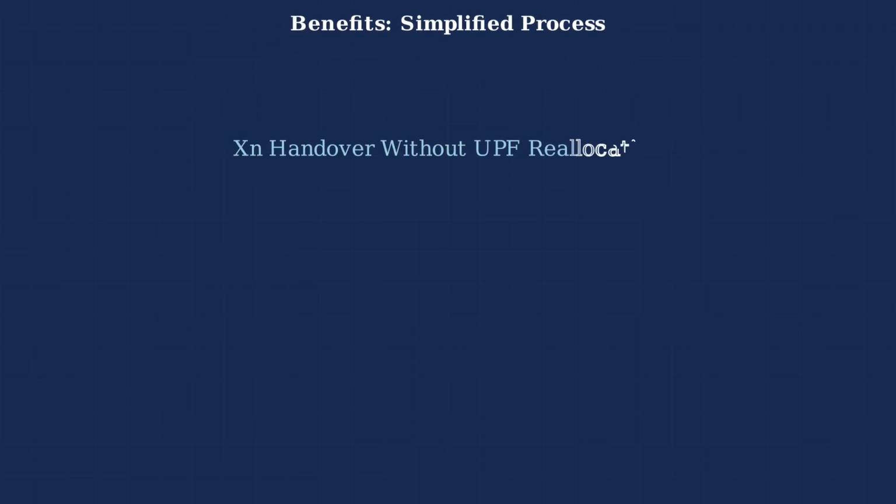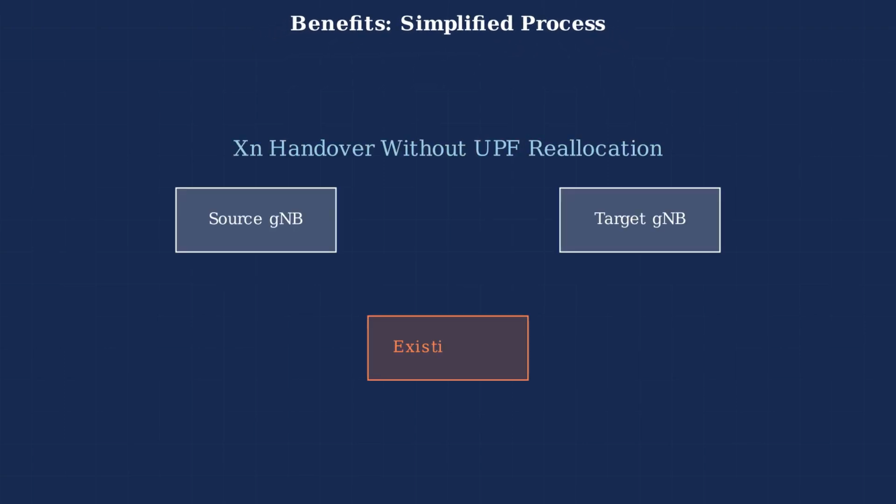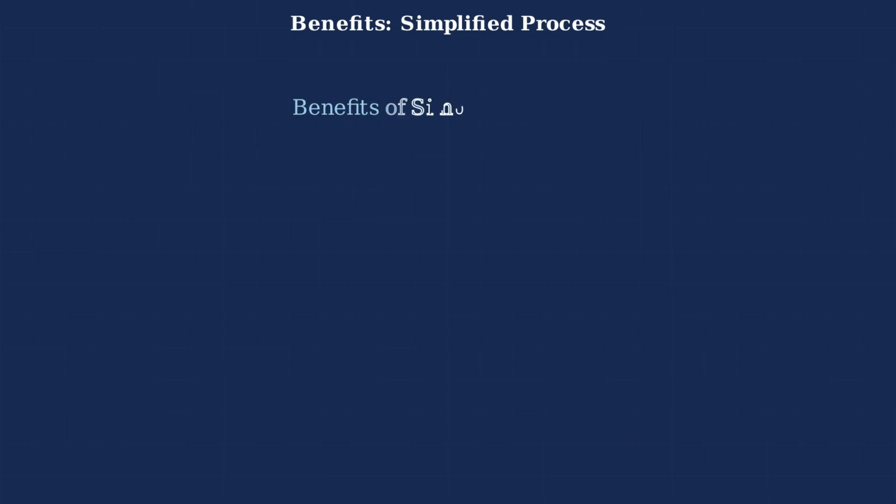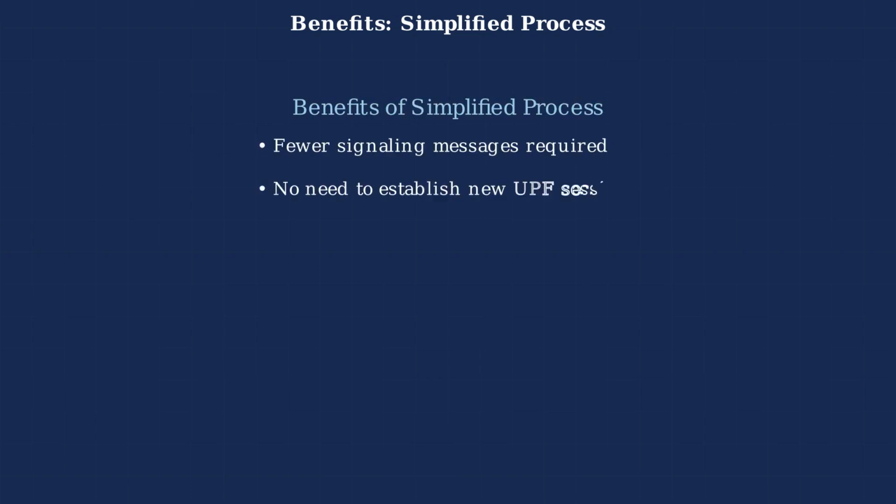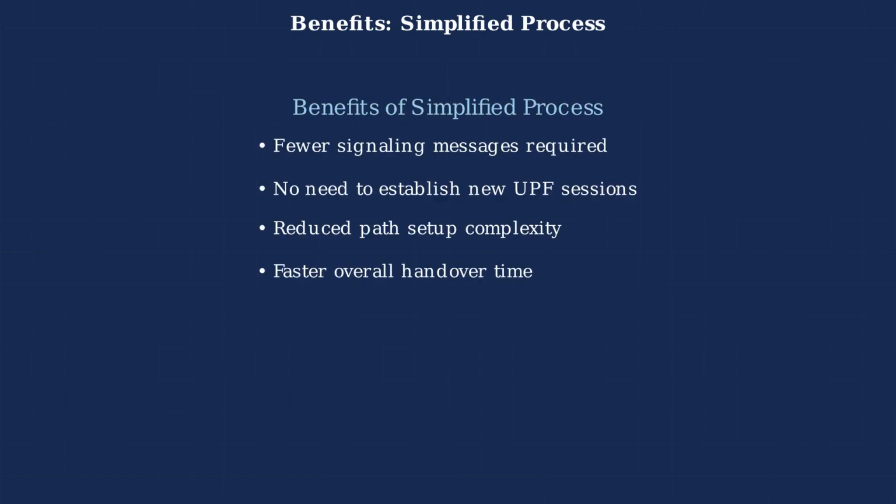The XN-based inter-NG-RAN handover without UPF reallocation provides a significant benefit, a simplified process compared to alternatives. In this simplified approach, the handover takes place directly between the source and target gNBs over the XN interface, while maintaining the connection to the existing UPF. This simplified process provides several important benefits compared to handovers that require UPF reallocation.